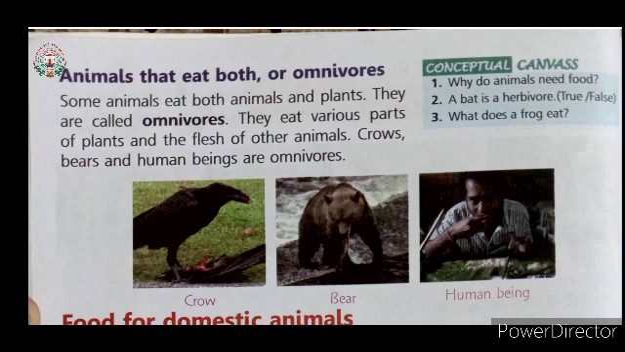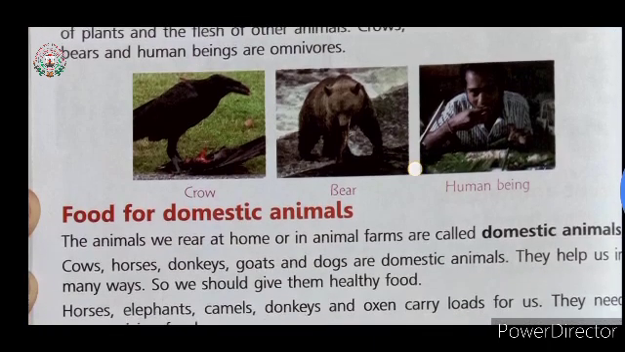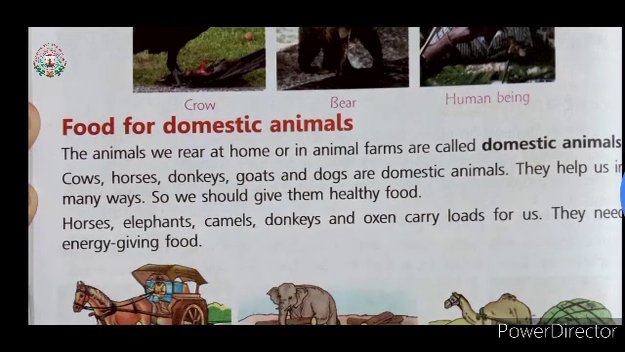Crows, bears and human beings come in this category. See, here the pictures are given. Omnivorous: crows, bears and human being. So children, here we have completed the three categories of animals on the basis of their food habits. What are they? They are herbivorous, carnivorous and omnivorous. So now let's continue.